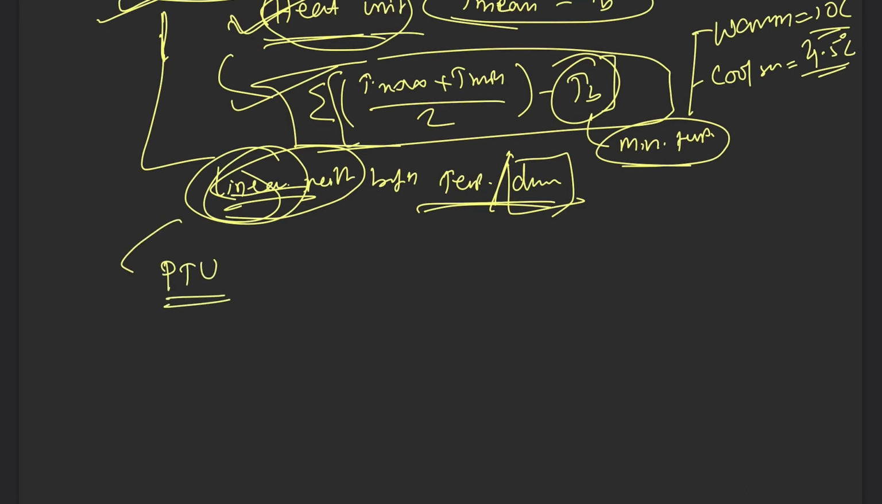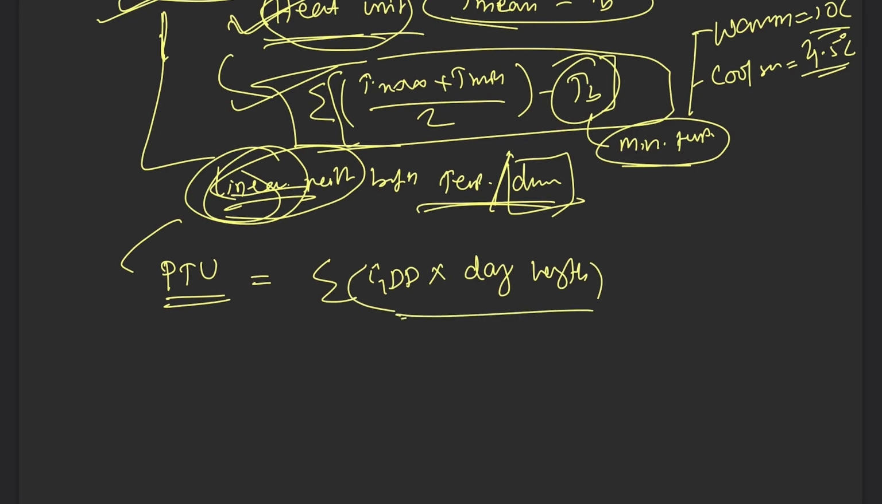To avoid this limitation, we have another formula called photothermal unit, PTU. That is the summation of growing degree day into the day length. So here we are including another factor, the day length, to avoid this limitation. So this is all about atmospheric temperature and its effect on crop growth.